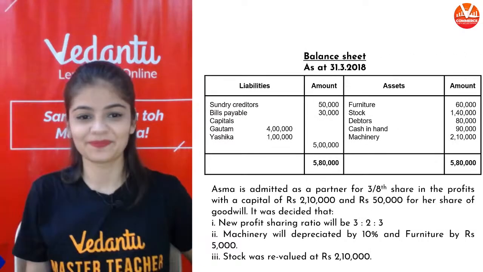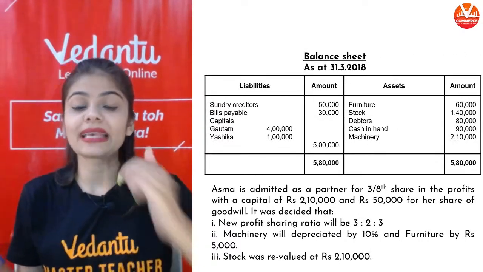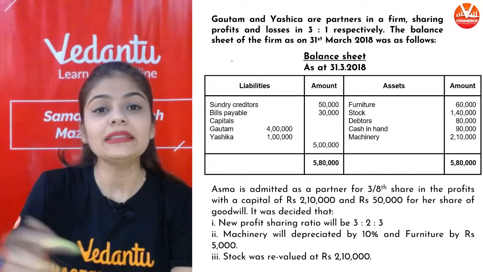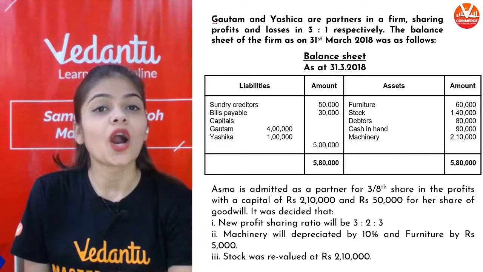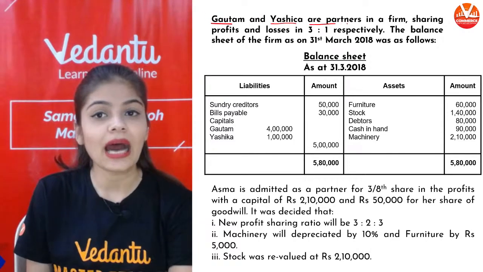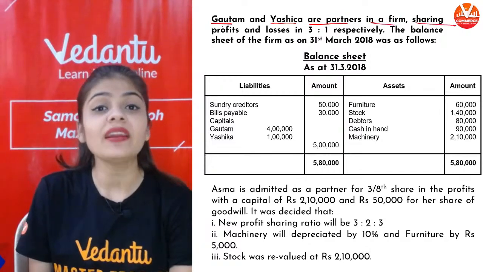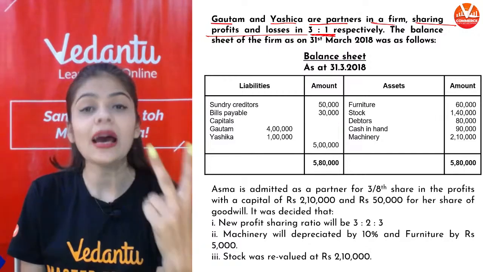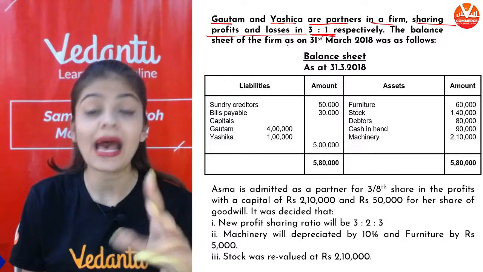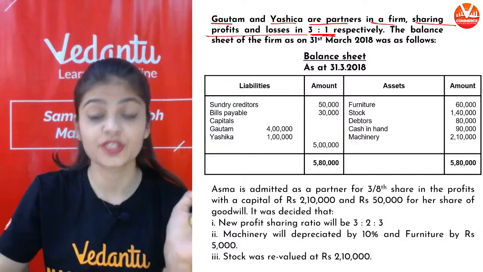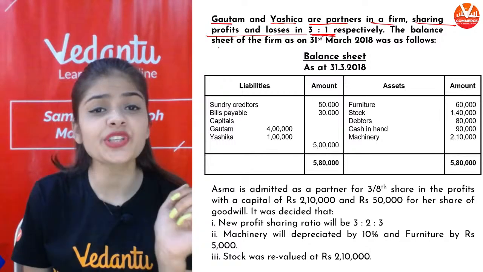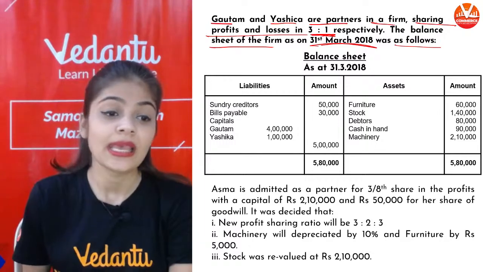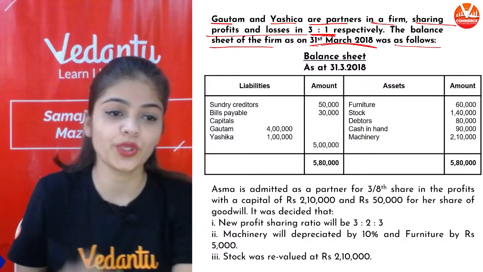Okay, Ravindra. So now this is our first question. The question says that Gautam and Yashika are partners in a firm, sharing profits and losses in the ratio of 3:1. There are 2 partners, Gautam and Yashika, and their ratio is 3:1. The balance sheet of the firm as at 31st March 2018 was as follows. The balance sheet is given to you.